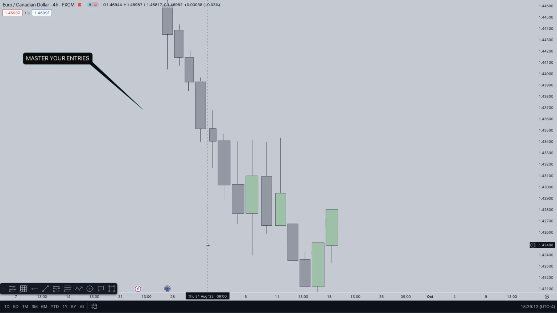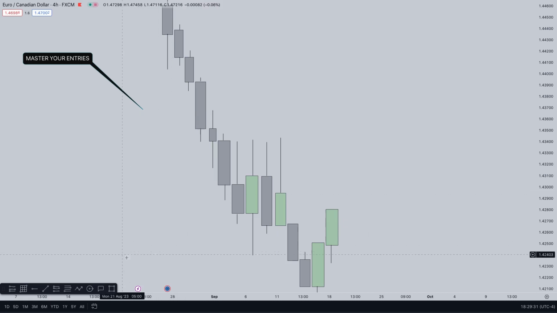So first of all, your entry is simply a point in the market where you're looking to enter. It's simply a price point where you feel like, okay, at this price point here, I want to take a trade in this direction or this direction. There are two outcomes in this market. The market either goes up or it goes down.